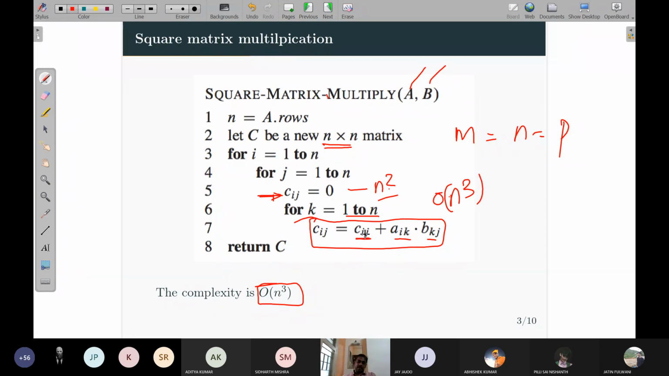In general, you can say that if you have three nested loops, the complexity will be big O of n cube.